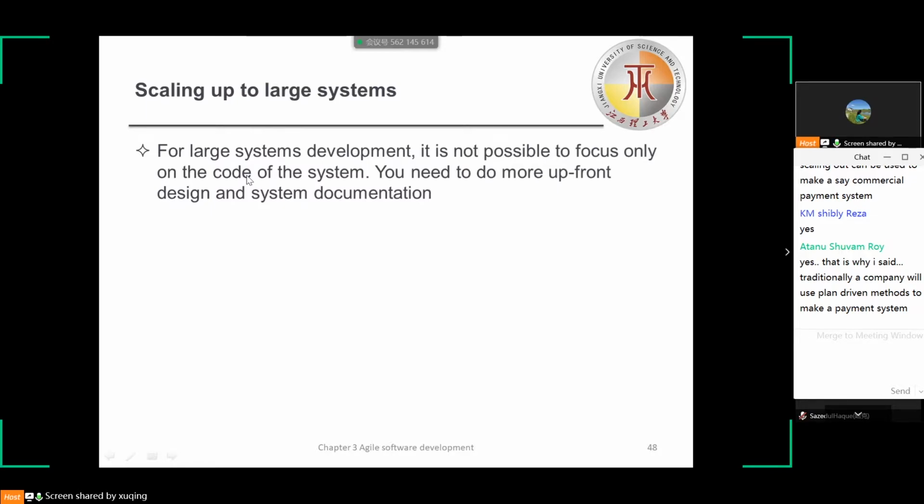For large systems development, it is not possible to focus only on the code of the system. We need to do more upfront design and system documentation. These are the critical adaptations. The software architecture has to be designed and there has to be documentation produced to describe critical aspects of the system, for example database schemas, the work breakdown across teams, etc. So we need to adapt to the requirements of large systems when we use the scaling agile method.